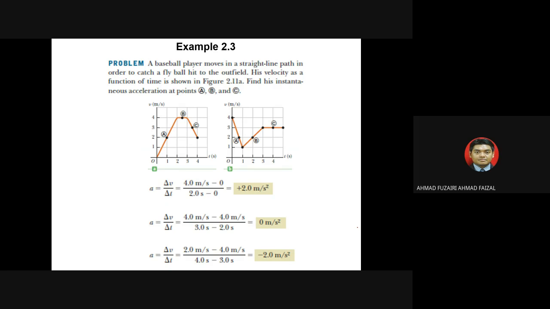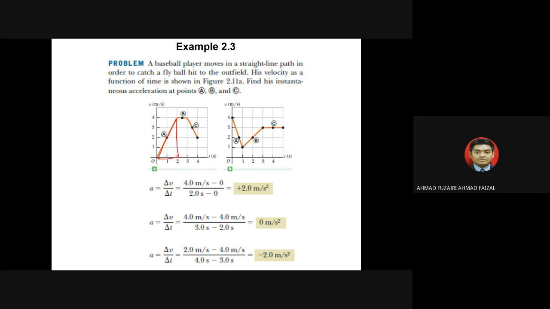Okay, this is example 2.3 taken from your textbook. A baseball player moves in a straight line path in order to catch a fly ball hit to the outfield. His velocity as a function of time is shown in the figure. Find his instantaneous acceleration at point A, point B, and point C. Obviously they want to find the instantaneous acceleration. The question has already plotted the graph for you, so you just need to take some gradient. At point A, it falls under this gradient, so you need to calculate this gradient.